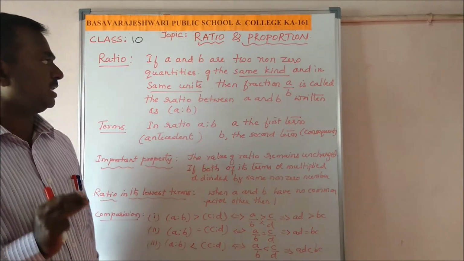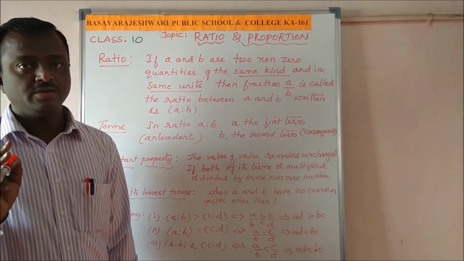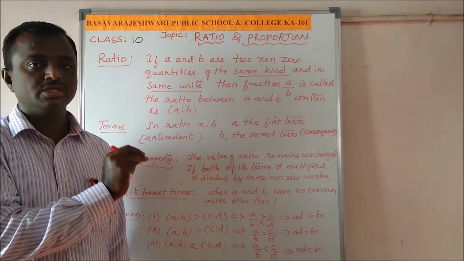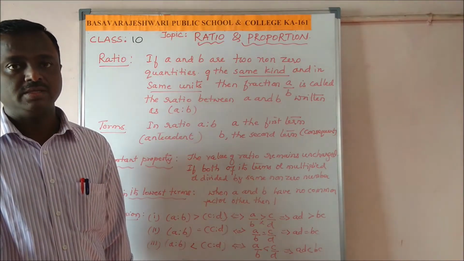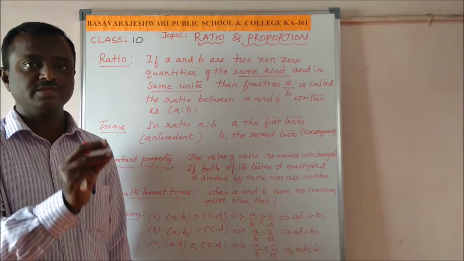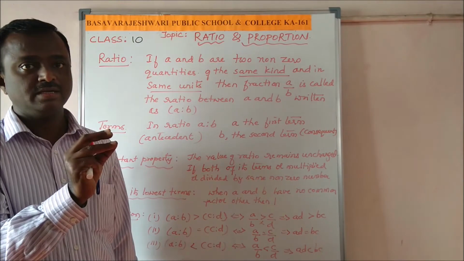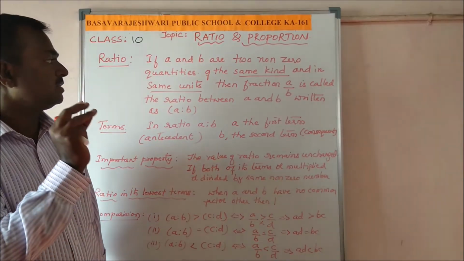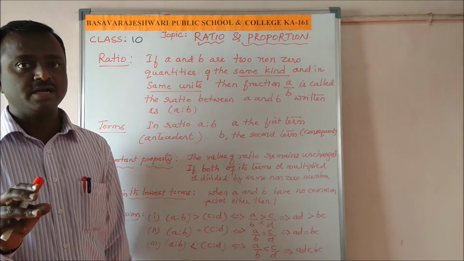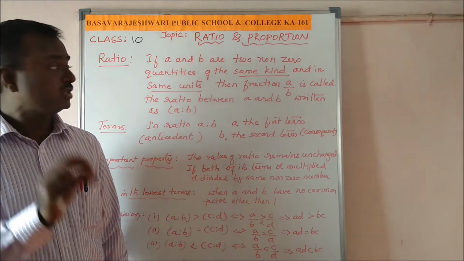If two quantities are there, A and B, which are non-zero quantities, for example, age of Ramesh and age of Mahesh. So they are same kind. They are the ages of different persons, but they are same kind, isn't it? And same units. They are in years. Units is years. Kind is same. There is age, isn't it? Such type of.